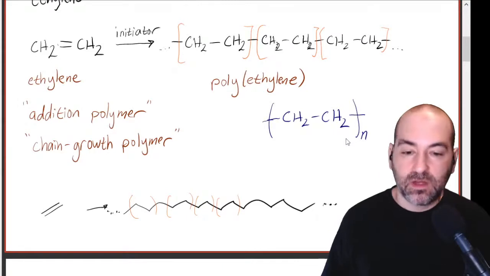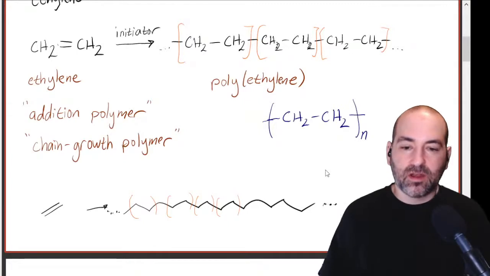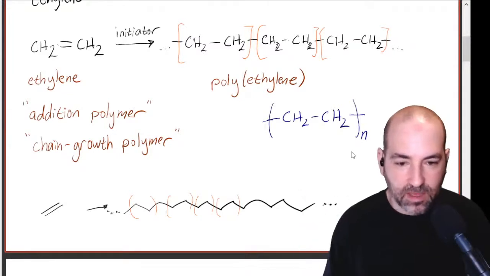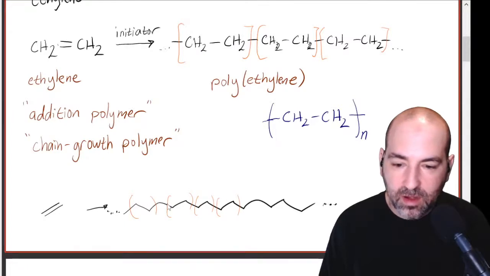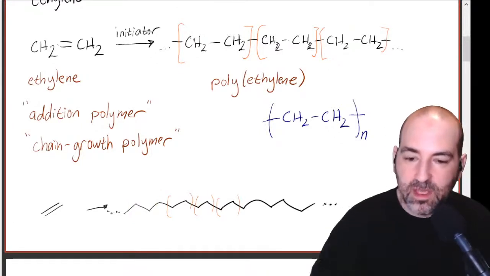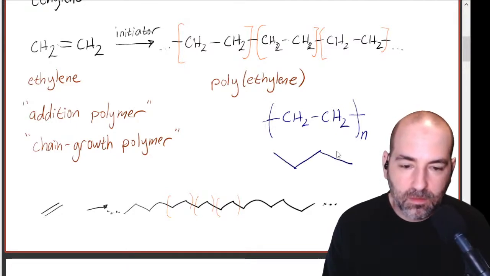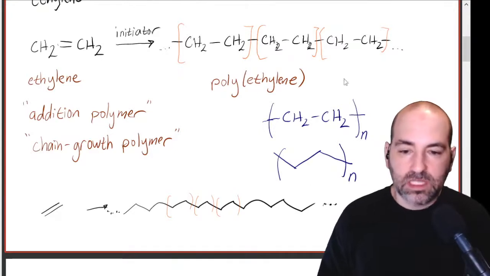And if we're talking about a specific number, we could put that number here. So if we want to look at the polymer where there are exactly 500 of these units, then we could put a 500 here, and we're talking about exactly 500 of those together. We can also do this in the line structure form. I'm going to delete this down here just because it doesn't fit with these other ones. So we can take one of these monomers and do this the same way. So that would be a line structure way of expressing polyethylene. So these are all different ways of expressing polyethylene.